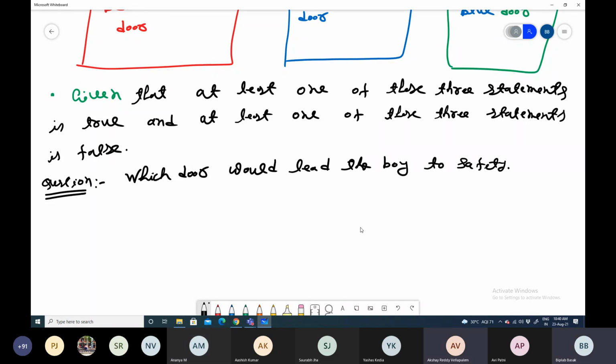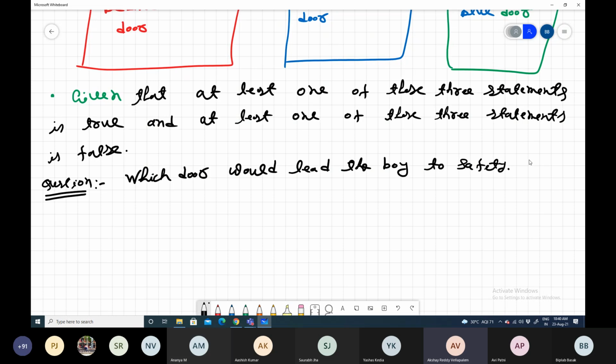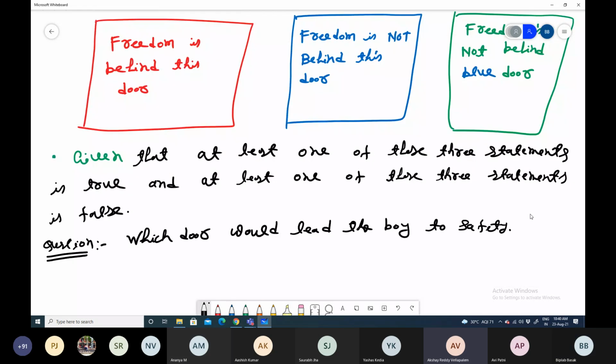Sir, I tried solving it using logical operators. I took R as freedom behind the red door, B as freedom behind the blue door, and G as freedom behind the green door. So the first statement is R or not B.